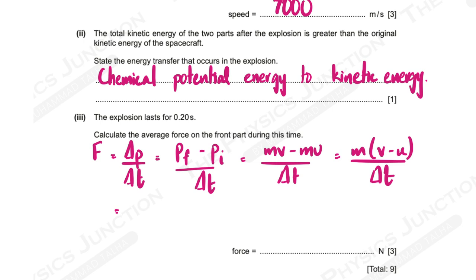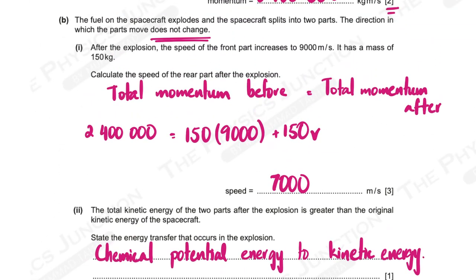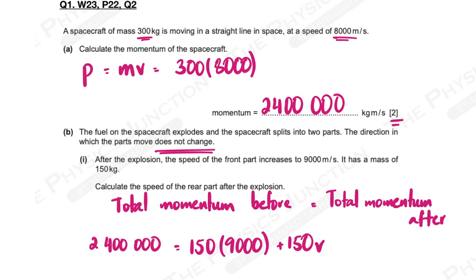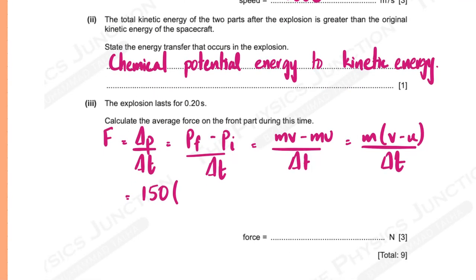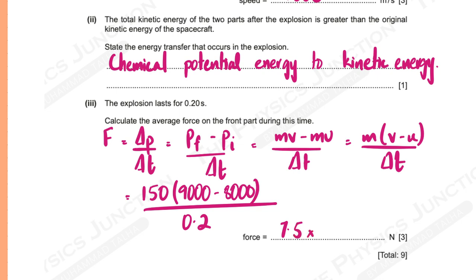So mass of the front part, or the rear part for that matter, was 150. Final velocity of the front part is 9,000. Initially it was 8,000 because initially they were both together. So 9,000 minus 8,000, and the time is 0.2 seconds. So this gives me 750,000, which I can also write in standard form as 7.5 into 10 to the 5.